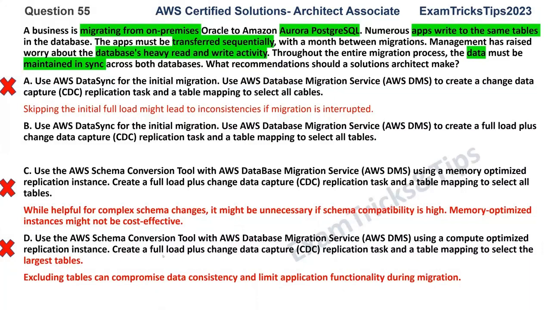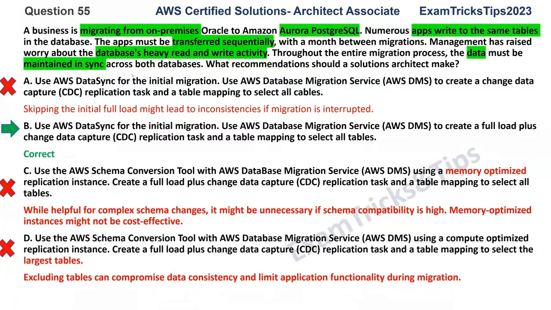This particular question is quite difficult. All options kind of look similar, but there are specific nuances here. Option C has a memory optimized instance, which is not cost effective. We saw issues with option D as it only looks at the largest tables. And with option A, we saw that skipping the initial full load may lead to inconsistencies. This is a tough one. I would like you to revise this in detail.